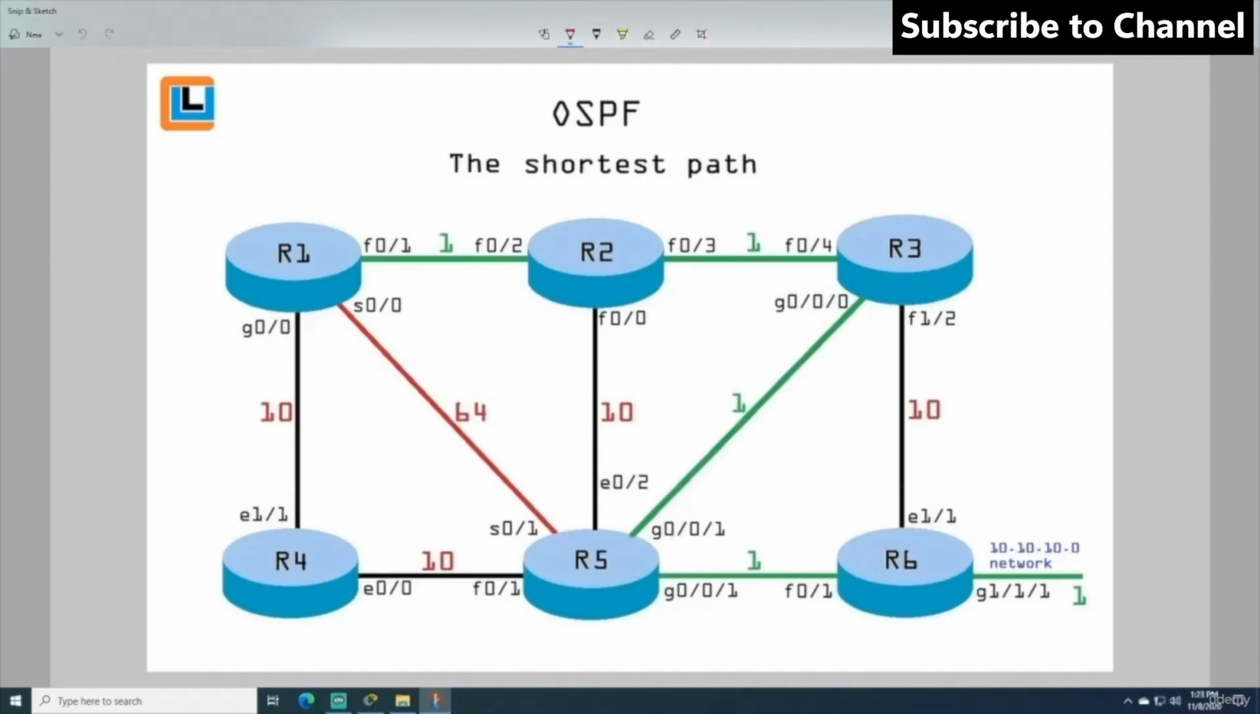Were you able to calculate the correct path? If not, don't worry, just remember these two tips. A link is only as fast as its slowest interface, and the destination network must always be included in the final cost.